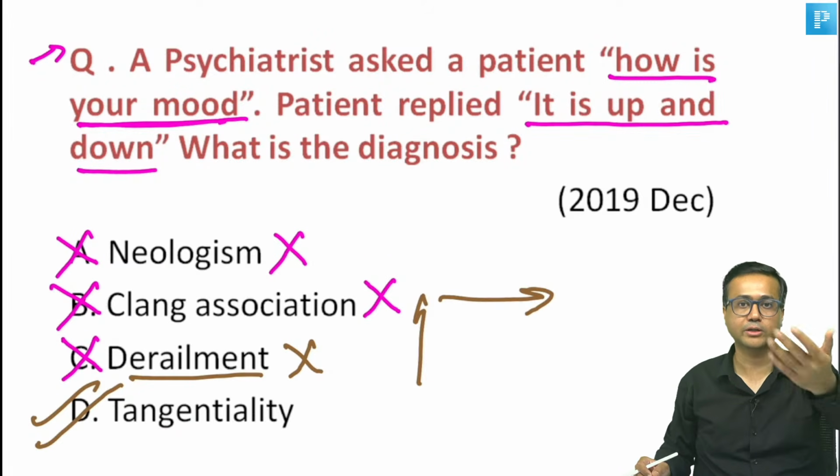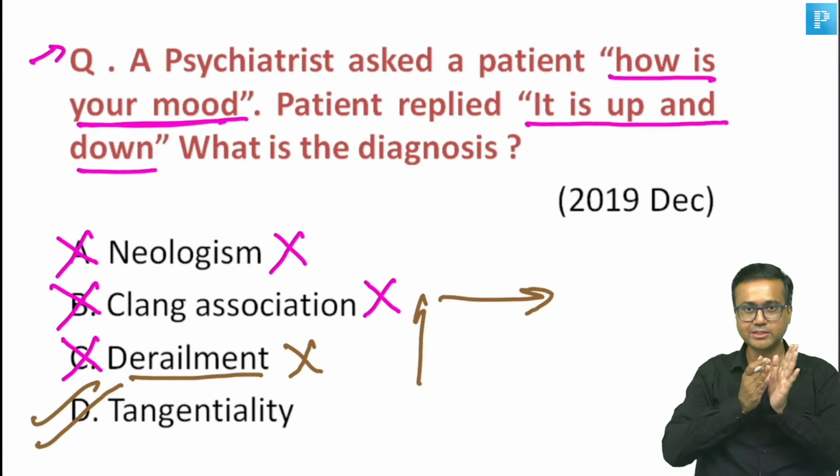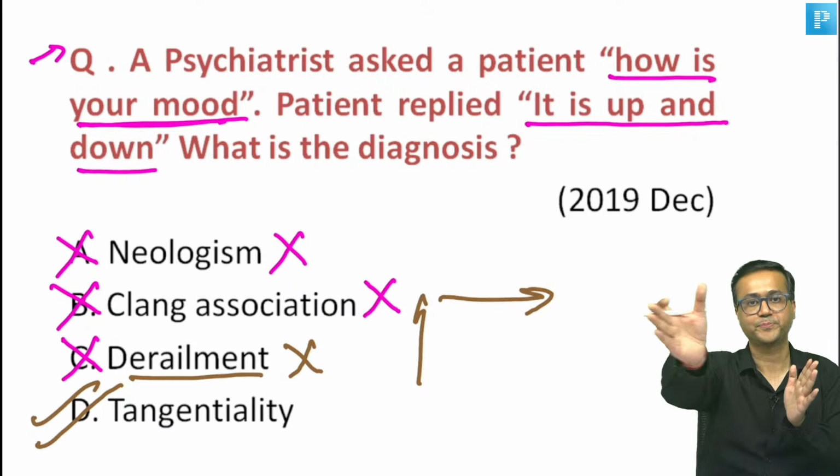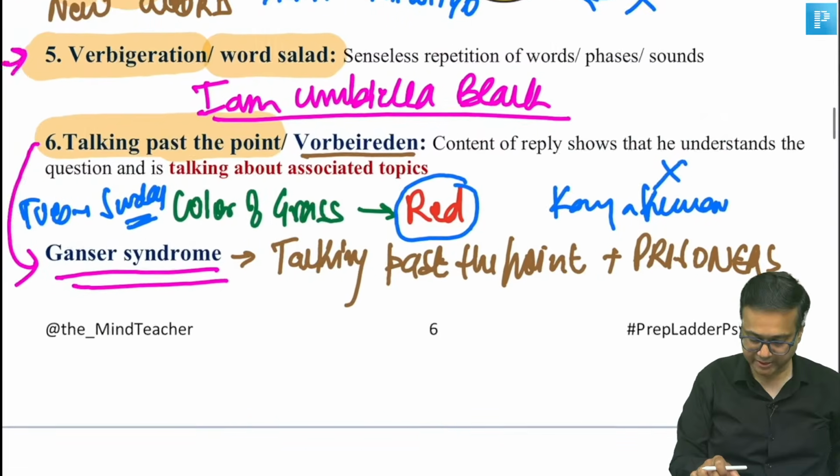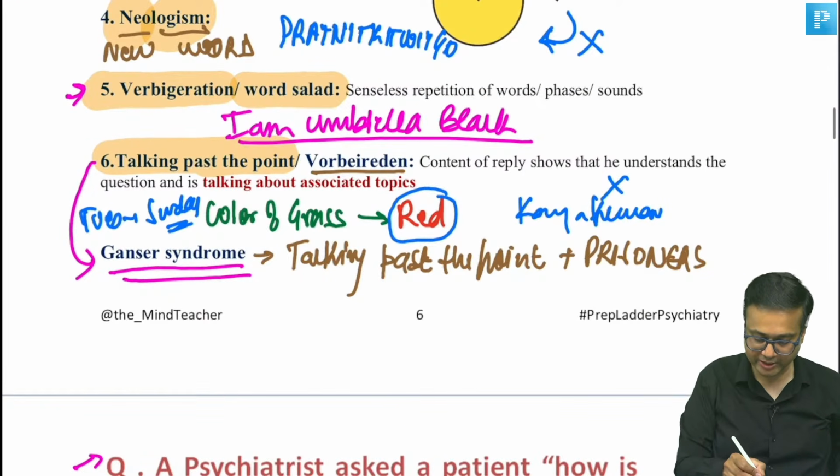You will further inquire what do you mean by up and down. So as if he has just touched that topic and maybe he will go away. So this is tangentiality.